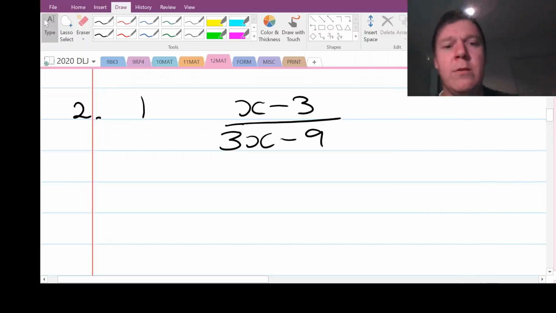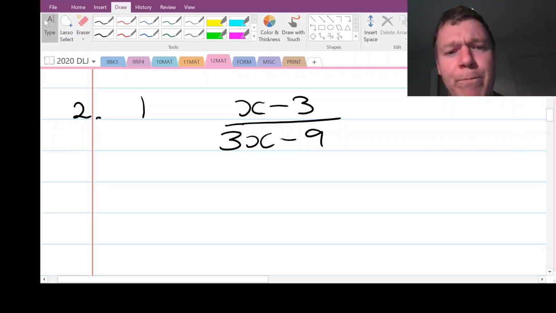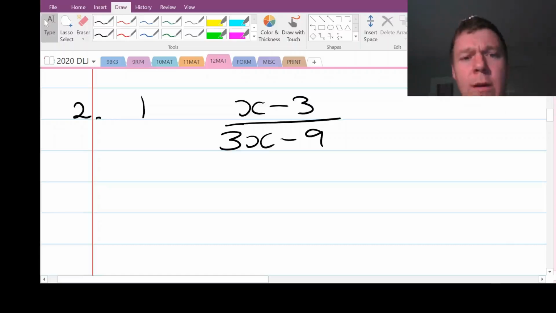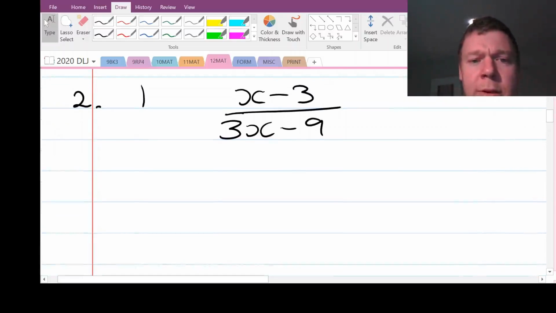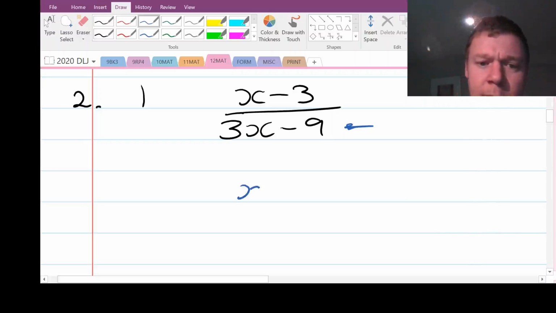Generally, when you're given something like this, something is going to cancel out on the top and bottom. To do that, pretty much every time, you're going to have to factorize your equation either on the top or on the bottom or both, and that will allow you to cancel out something. Can't really do anything with the top, but on the bottom, we can pull a factor of 3 out of both 3x and negative 9. So that would look like this.